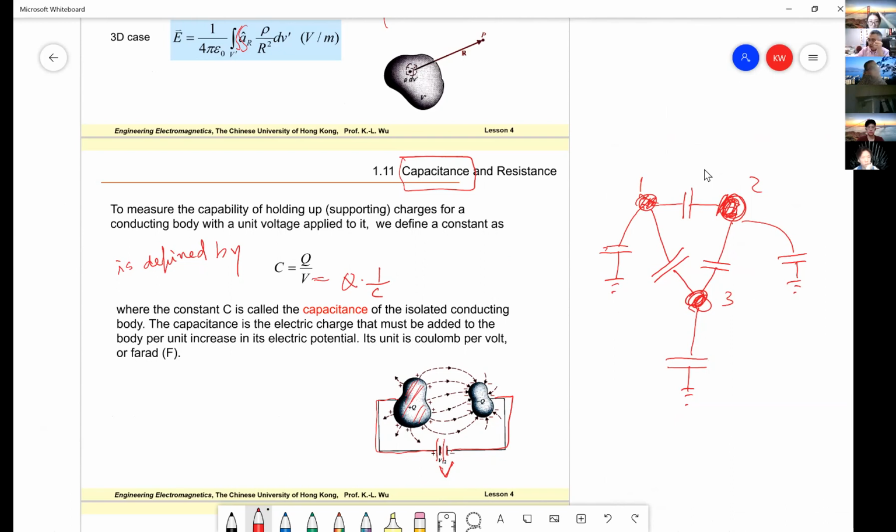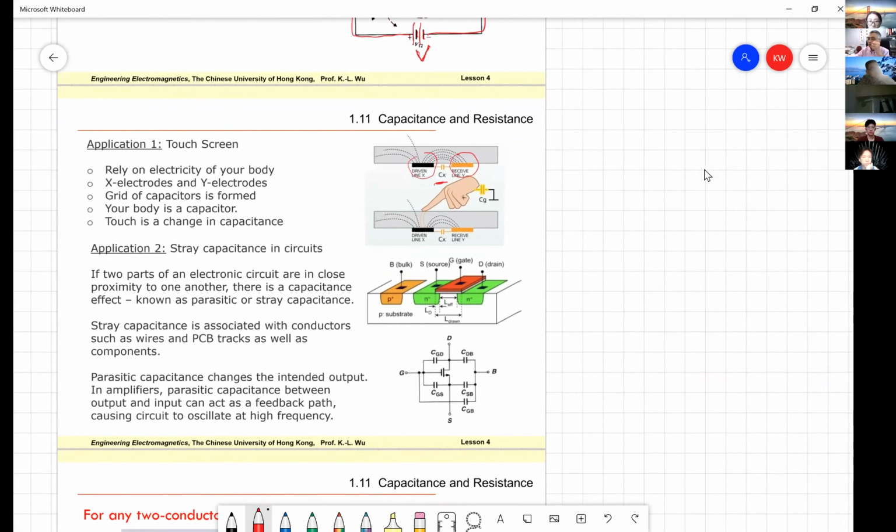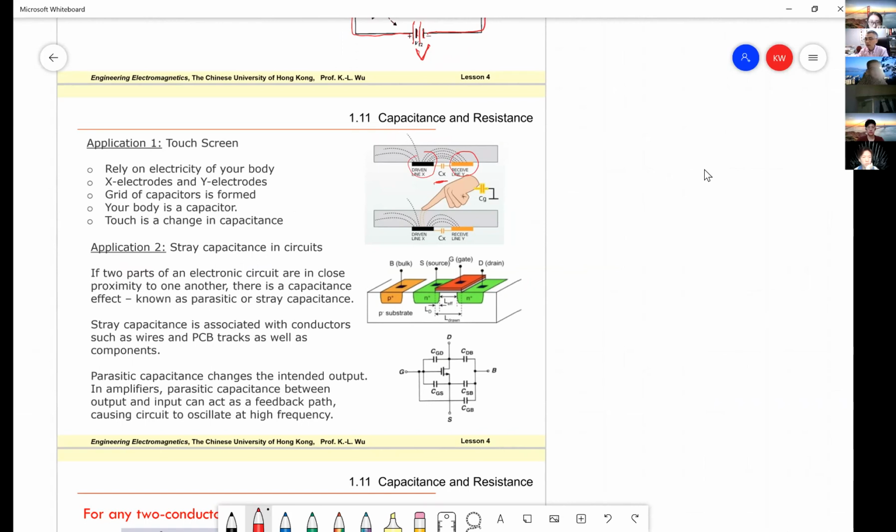Once we define these two electrodes, the driving electrode and the receiver electrode, the capacitance Cx is determined. So if I apply a signal to the driving line, what signal I can receive on the receiver side is determined, because the signal is coupled by the capacitance.